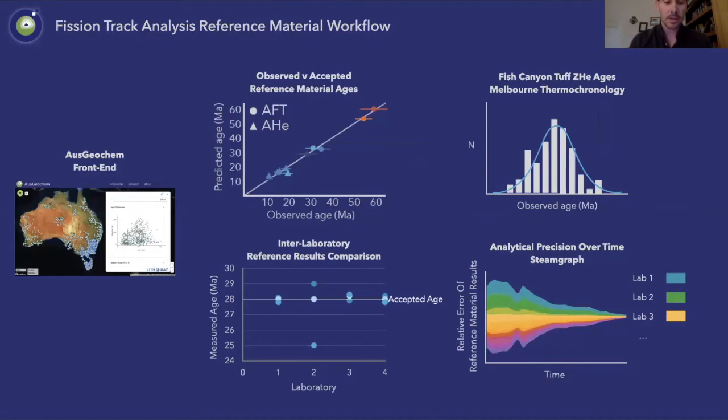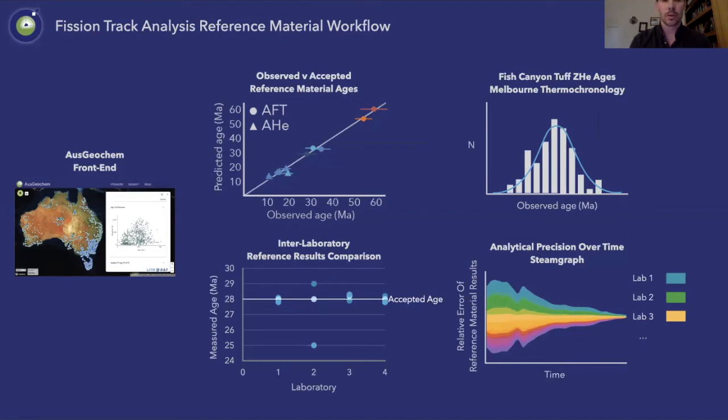these data models and these data schema is the fact that they actually record reference material results. So these are the results that people get on the reference materials that they analyze along with the unknowns when they're generating all of these data. Now, this is important because it allows users of the platform to independently assess the quality of the data they're looking at. So what we're working on at the moment is incorporating a number of ways in which people can visualize the quality of data.